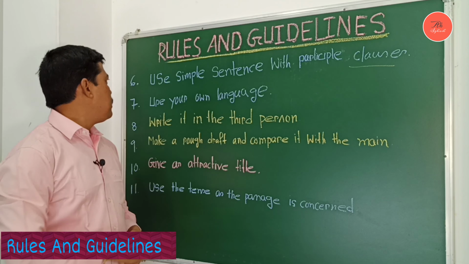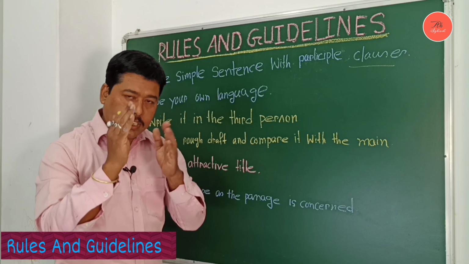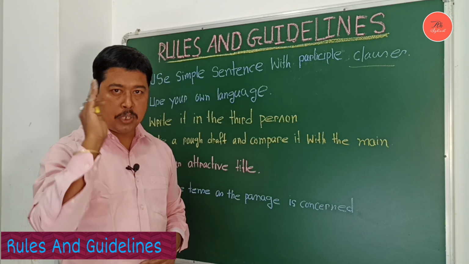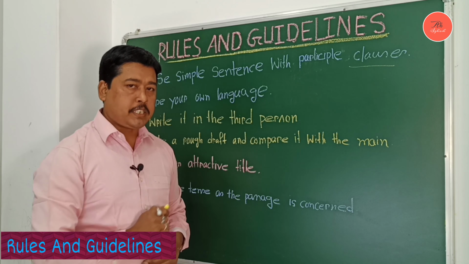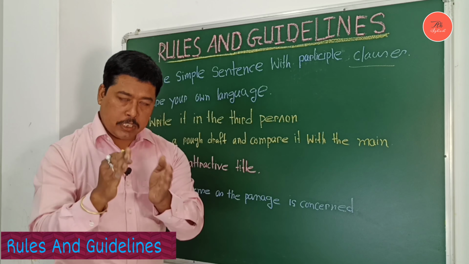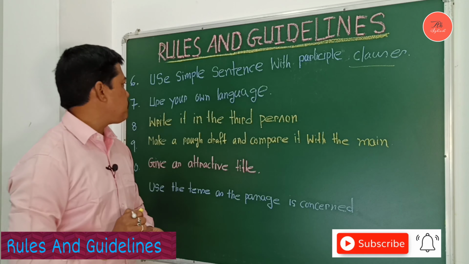Number 6, use simple sentences with participle clauses. You have to use simple sentences to shorten the main passage. Without using simple sentences, you cannot shorten the main passage. And participle clauses, here simple sentences and participle clauses will help you to summarize the passage accurately.